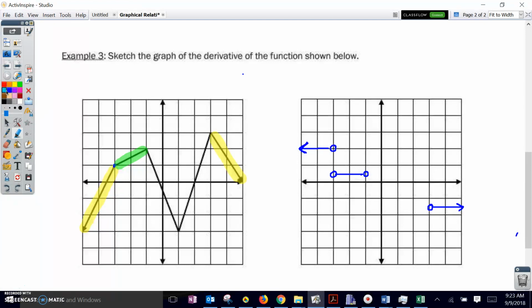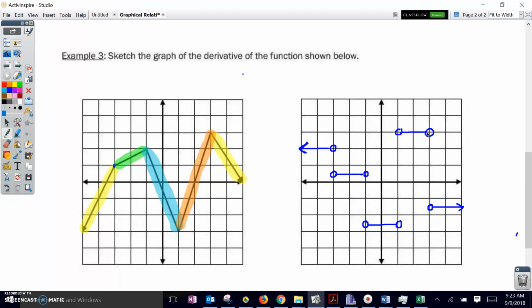And then I'm going to look at the next segment. This one has a slope of -5/2 between -1 and 1. So -5/2. Go ahead and plot that in there. And then the last segment that we're looking at, this segment right here, has a slope of +3. So I'm going to go ahead and plot a segment of +3. And this is the sketch of the derivative of this function.